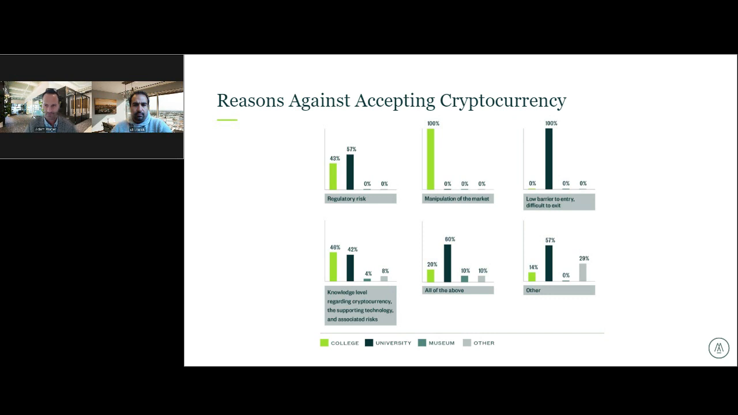Thank you, AJ. Here we are at our final polling question. What are your concerns with cryptocurrency? A, regulatory risk. B, manipulation of the market. C, low barrier to entry, difficult to exit. D, knowledge level regarding cryptocurrency, the supporting technology, and associated risk.